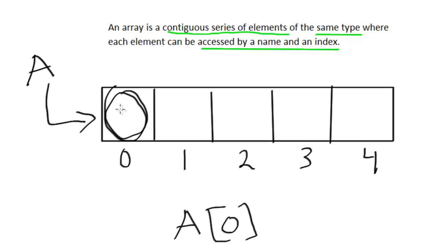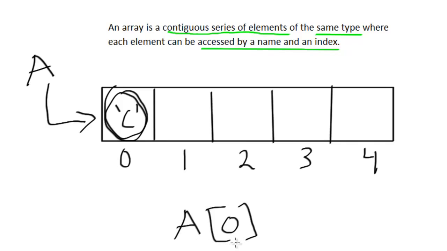So if we had, say, a character, maybe this is a character array, and we had the character C here, we could retrieve that character by using this syntax here, A, open square bracket, 0, close square bracket. But it also really depends on where this shows up.